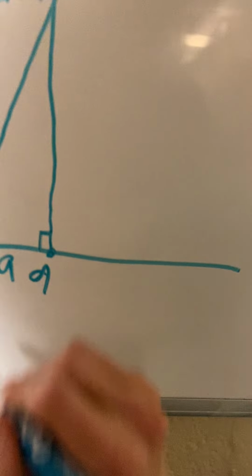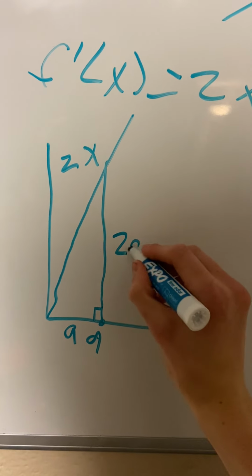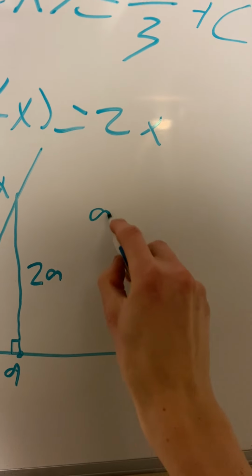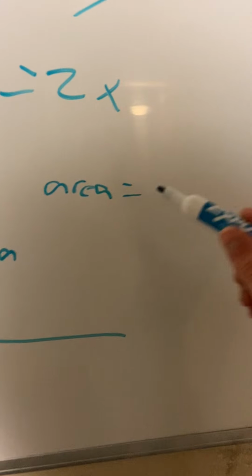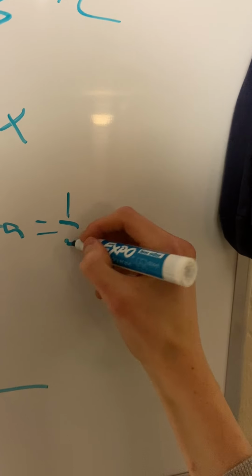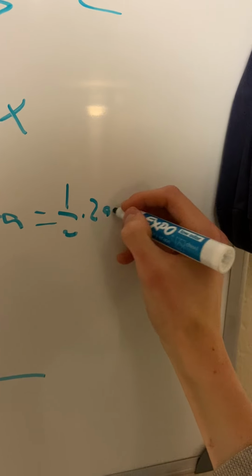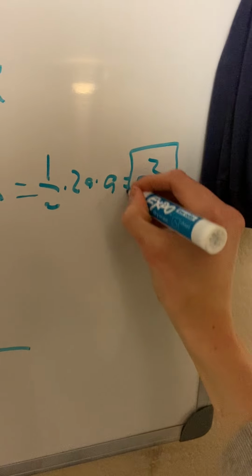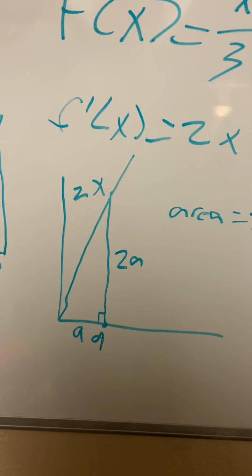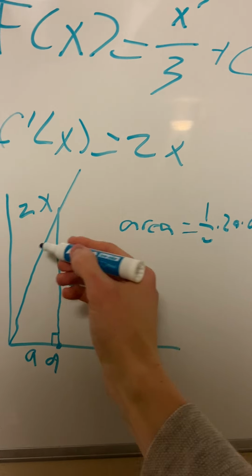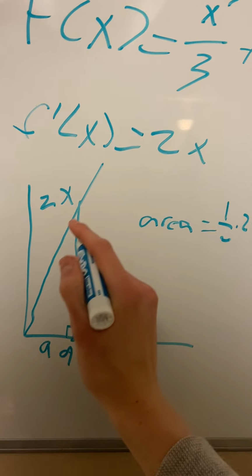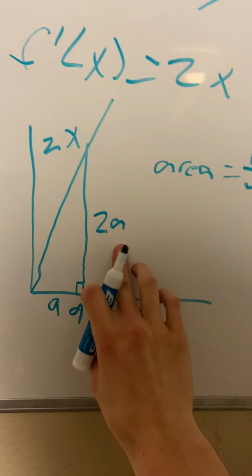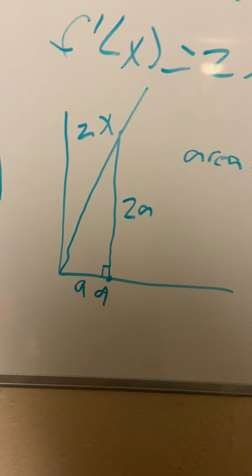This length will be a. This length will be 2a. So our area is one half times 2a times a, which is a squared. So if this is our slope, this is describing our area, which we find exactly like this by taking this thing.